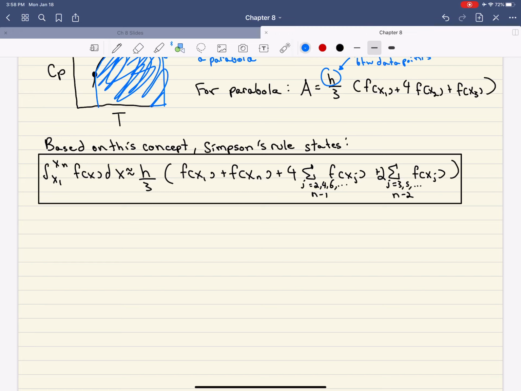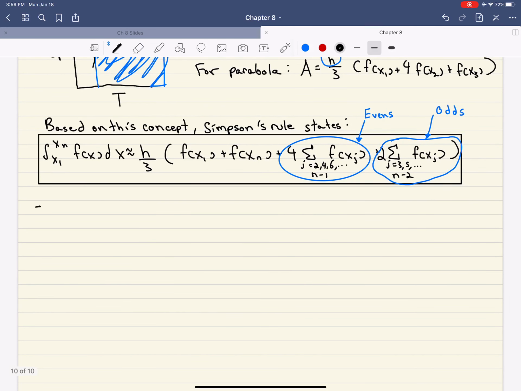Some things I want to point out. We have these terms that have sums in them. The one where you see j is equal to 2, 4, 6 accounts for all the even terms. And then the following term accounts for all the odds. Now, Simpson's Rule, once again, is developed because it's more accurate than the trapezoid rule.